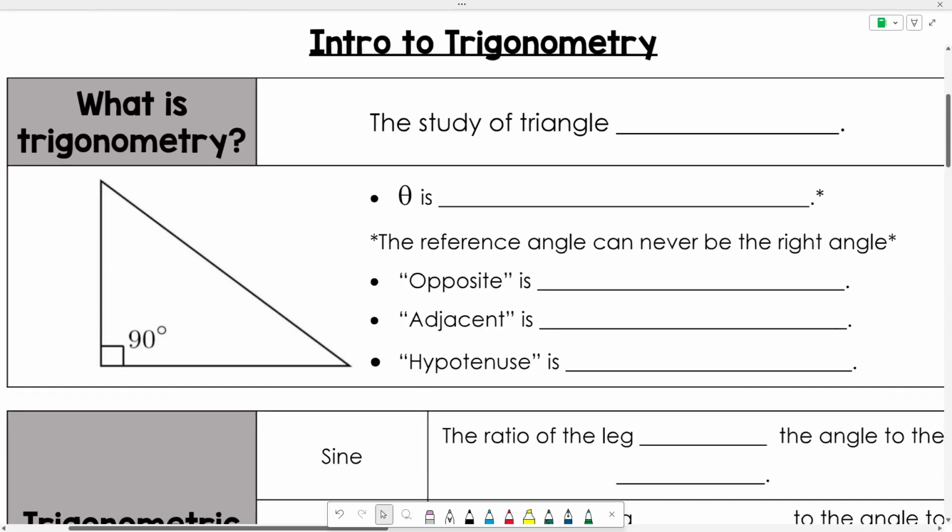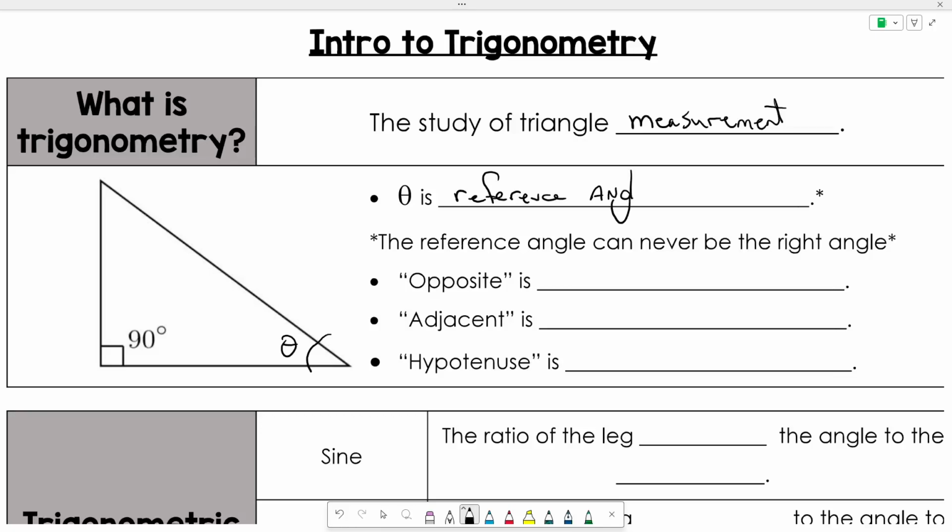Well, looking right here, trigonometry is the study of triangle measurement. We're looking at not just the sides, but also going to be dealing with the angles other than our 90-degree angle. We have the angle theta. Theta is what we refer to as our reference angle, so it would be marked at something like this here. Theta is our reference angle, the one that we're basing everything off of.